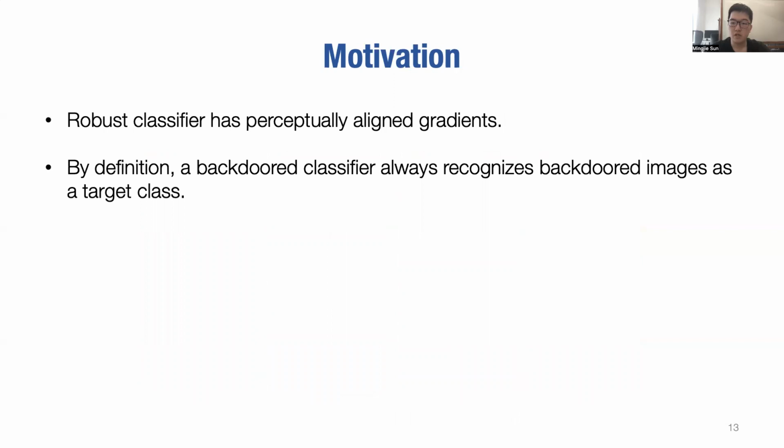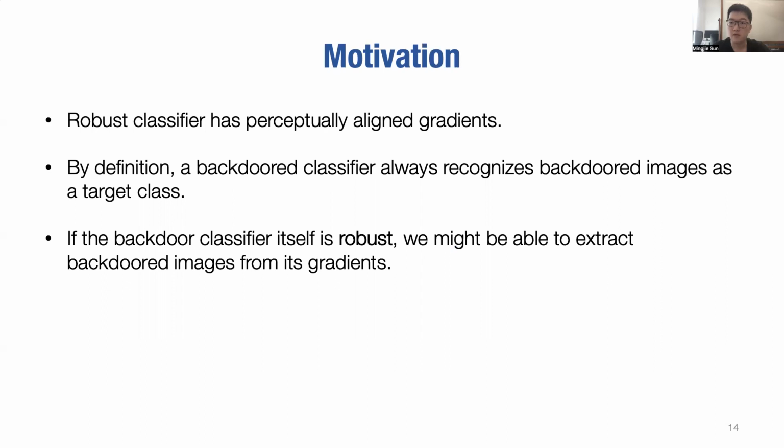We also made the observation that standard backdoor classifiers, by definition, always recognize backdoor images as the target class. In other words, the underlying backdoor is viewed by the classifier as a representative feature of the target class. We then hypothesize that if the backdoor classifier itself is robust, we may be able to extract the underlying backdoor faithfully using this special property of robust classifiers. The apparent difficulty here is that in practice, robustness is a strong assumption to make on any given classifier, as they are known to be easily susceptible to adversarial examples.